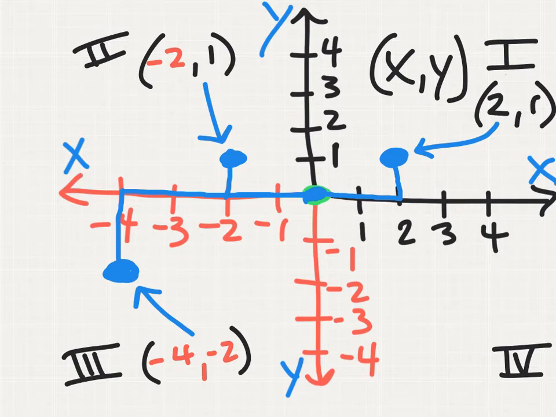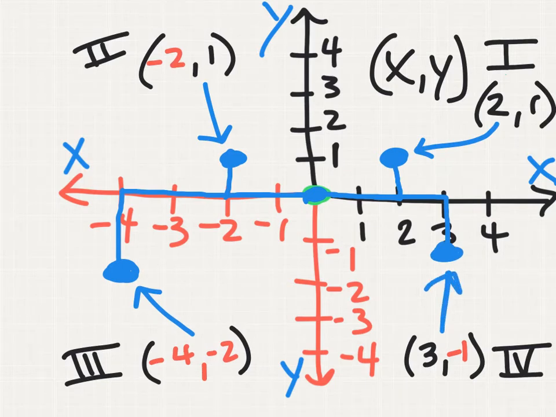Finally, if I were graphing the ordered pair (3, -1), I start at the origin, I travel along the x-axis to 3, and then down the y-axis to -1, so that this point here is the ordered pair (3, -1). These points are the locations on the coordinate plane of these 4 ordered pairs.